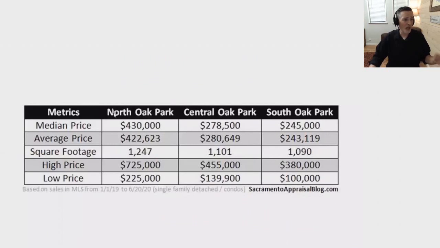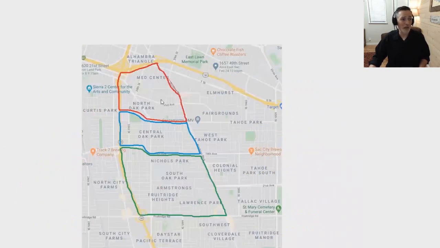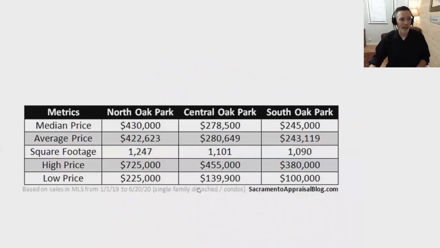By the way, you can check this out later. Here's North Oak Park, Central Oak Park, and South Oak Park. Check this out in the download or the replay, but there's a real difference when we look at values. Basically in Oak Park, the lower you go, the lower prices get. That's exactly what the stats show. So be careful about pulling comps.